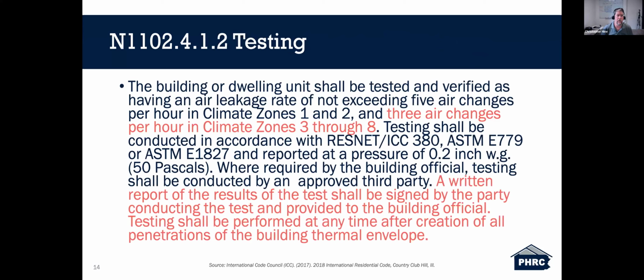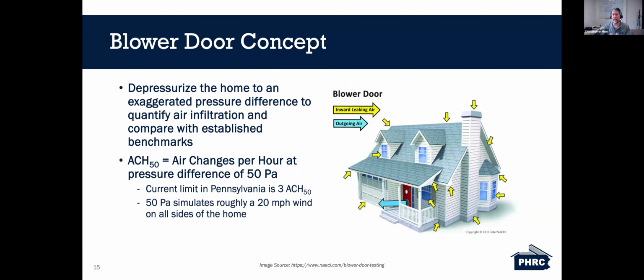So this is on 1102.4.1.2, testing. And again, the 2018 IRC states that the building or dwelling unit shall be tested and verified. And within our climatic zones in Pennsylvania, we must, because we're in zones 3 through 8. Currently, we have within Pennsylvania 4, 5, and 6. So within zones 4, 5, and 6, it must be tested to not exceed 3 air changes per hour. And then a written report shall be submitted to the building code official. So what does that look like?